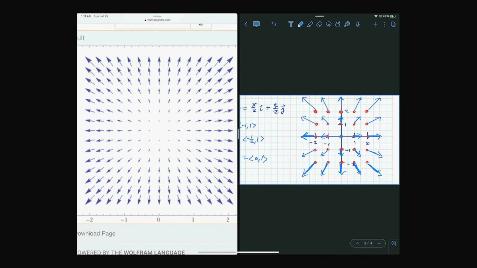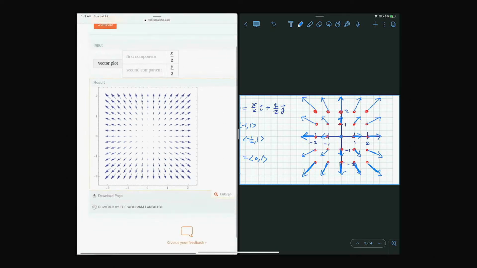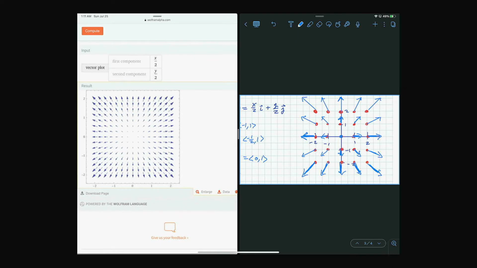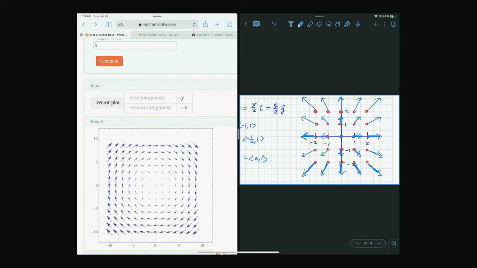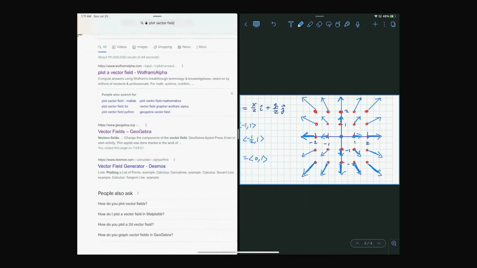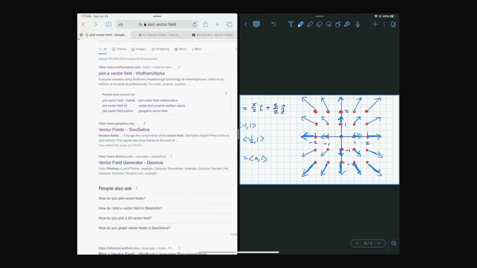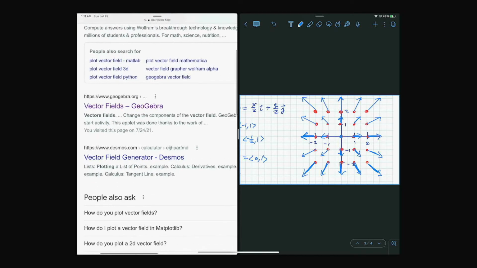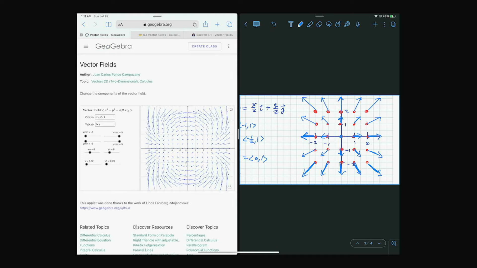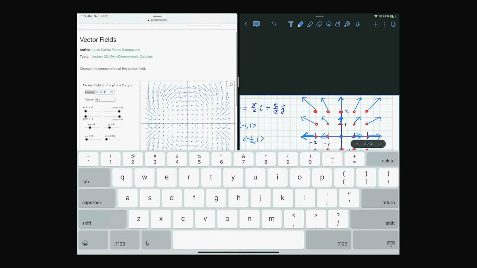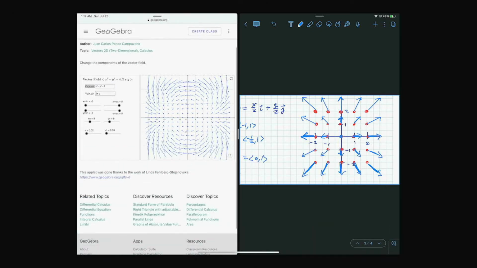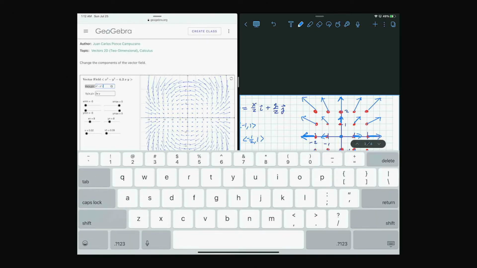They plotted a lot more points, obviously. But of course they did. They're a computer. Now, that was Wolfram Alpha. Wolfram Alpha just gives you the answer. This one on GeoGebra I like. I just click vector fields on GeoGebra. So this is an app. So you can type them in here. You type them in separately.